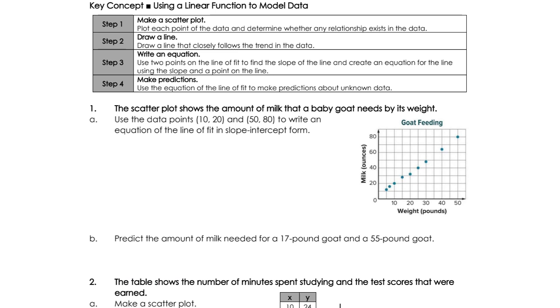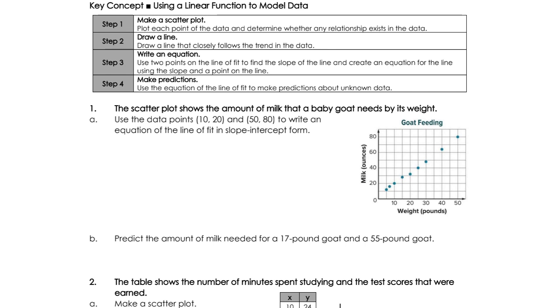Okay, so now we have using a linear function to model data. We have some steps here to follow. Step 1 says make a scatter plot. Well, on number 1, they actually made the scatter plot for you. On step 2, it says draw a line. However, in this example, we really don't have to draw a line because they didn't tell us to. You'll see on number 2, they actually do tell us to draw a line of fit. So you really only have to draw one if they ask you to. So we're going to go ahead and move on to step 3 here on number 1. It says use the data points (10, 20) and (50, 80) to write an equation of the line of fit in slope-intercept form.